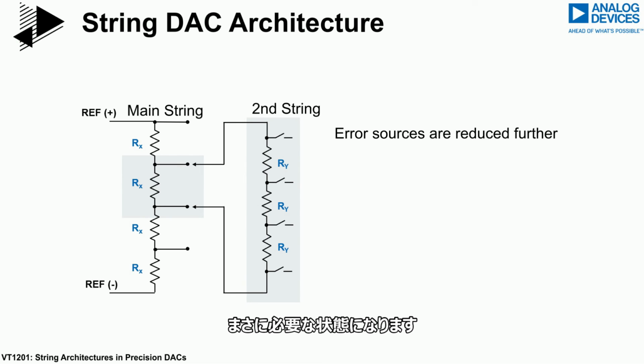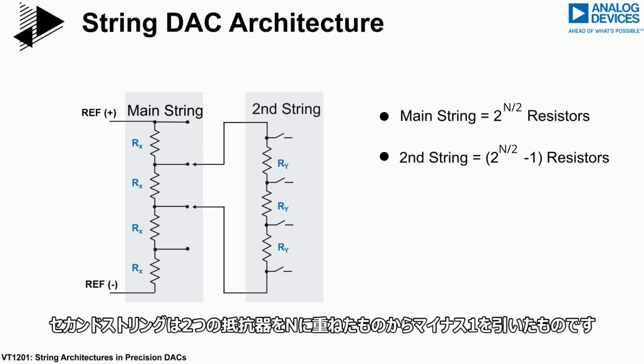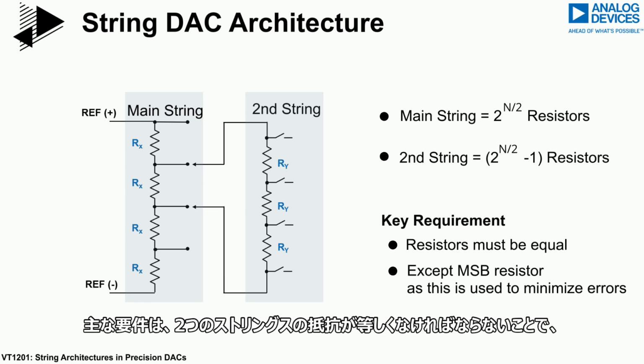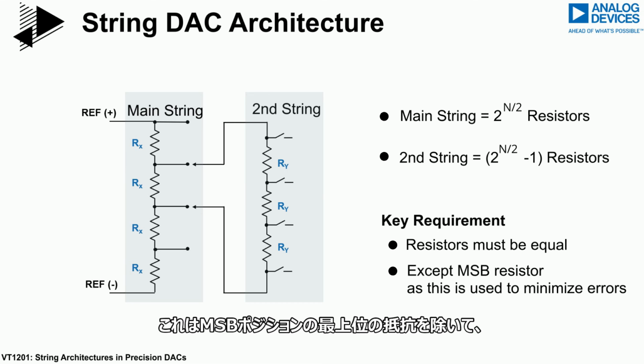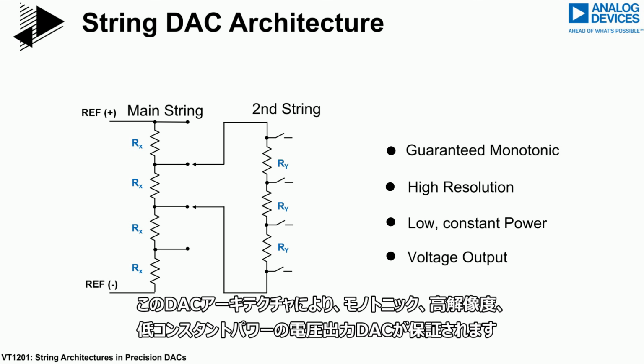and is exactly what is required. The main string consists of 2 to the n over 2 resistors, and the second string consists of 2 to the n over 2 minus 1 resistors. A key requirement is that the resistors in the 2 strings must be equal, apart from the top resistor in the MSB position. This is used to reduce gain error effects. This DAC architecture ensures guaranteed monotonic, high-resolution, low constant power, voltage output DACs.